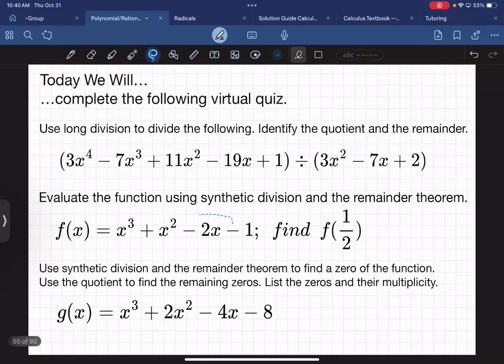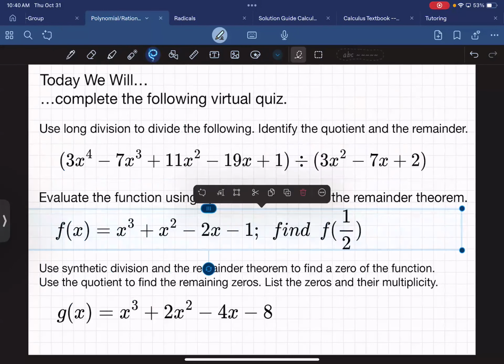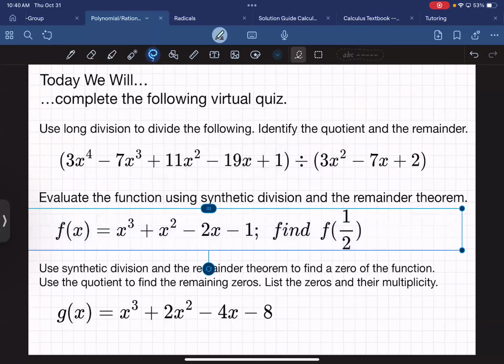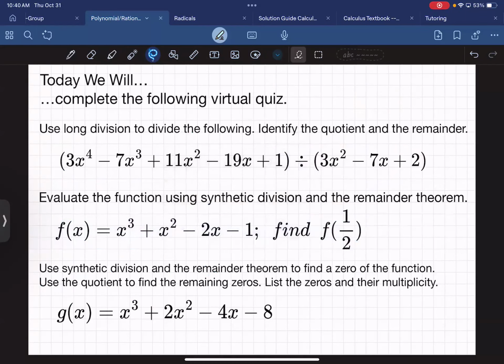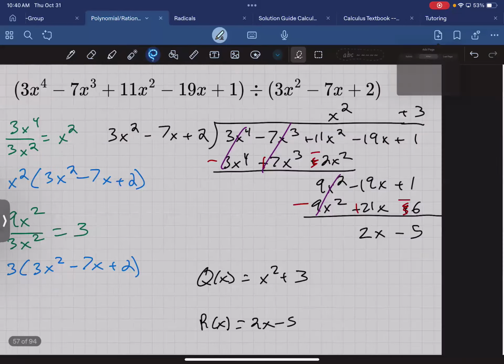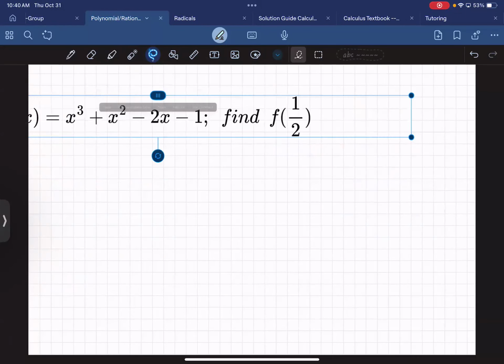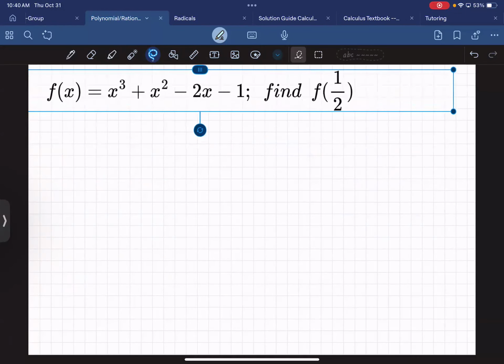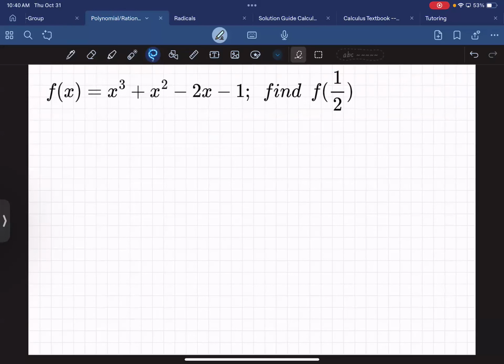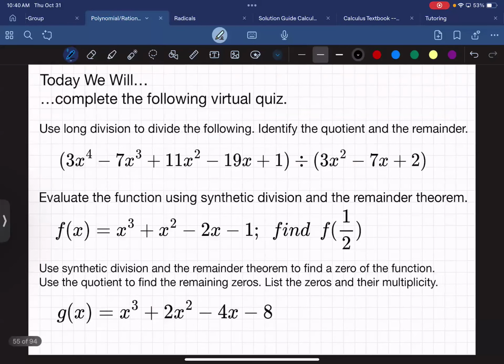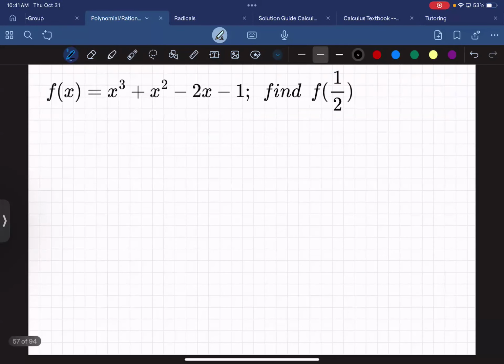All right, so here's one that I saw a lot of inconsistency on. And I would hope that a fraction doesn't cause that much of a breakdown. Okay. The key here was I told you to do synthetic division. Evaluate the function using synthetic division in the remainder theorem, right? So remember right away, write this. F of 1/2 equals whatever my remainder is. Remind yourself what the remainder theorem is.